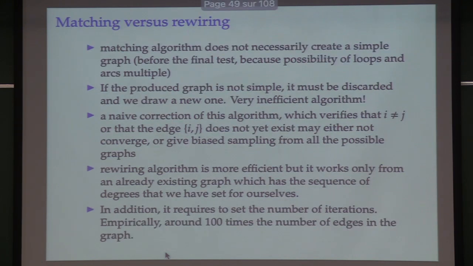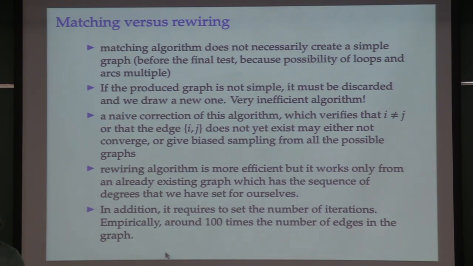For the rewiring algorithm, you start with a graph which already has the degree sequence that I aim at. And in the matching, I just need the degree sequence. So no prior realization of the links.